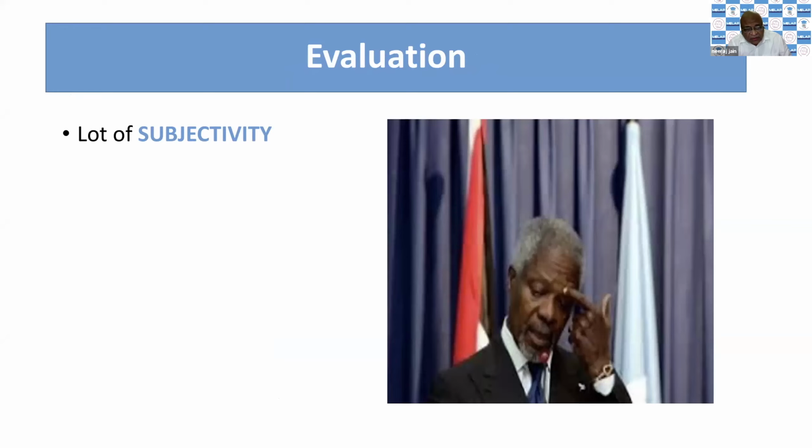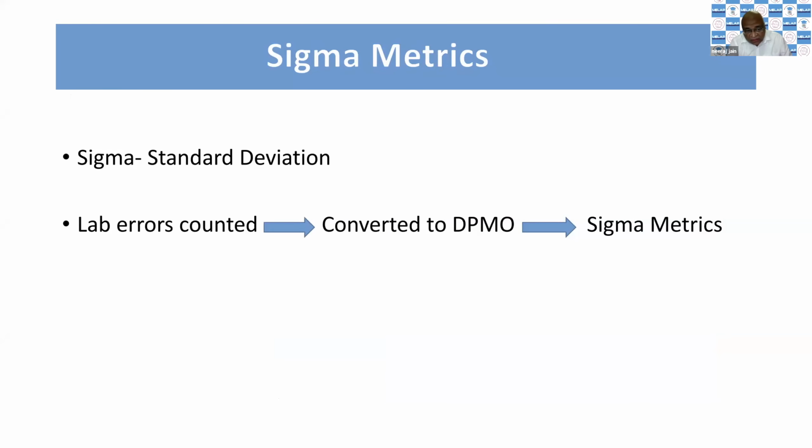When we try to evaluate, some people say previously it was not good, but now we have improved a lot. And others say, no, previously it was okay, but now it is worse than before. There is a lot of subjectivity in the statements. How can we develop objectivity in it through this Six Sigma concept?